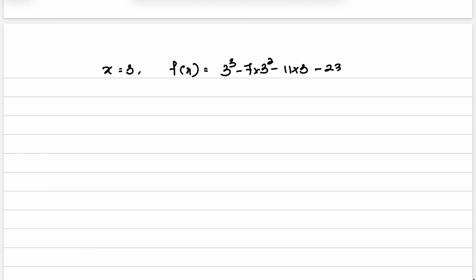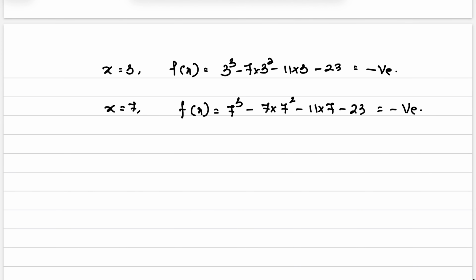3 cube is 27, 27 minus this. This is also negative. Let's not calculate. Let's go for understanding. Let us say x is equal to 7. Let's jump some 3, 4 values. f(7) is 7 cube. What is the 7 cube value? 343, minus 7 into 7 square minus 11 into 7 minus 23. These two values, 7 cube minus 7 into 7 square, get nullified. It is also negative. That means for all these values, f(x) is not changing its sign.